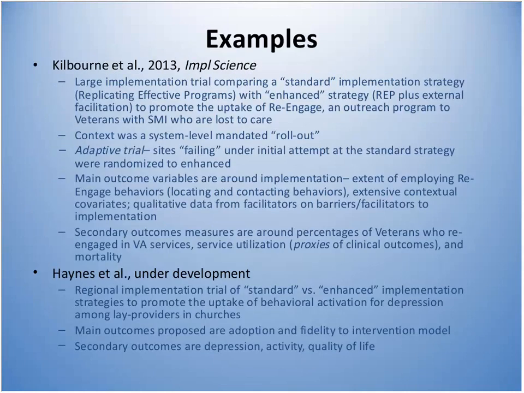So I have two examples here. One is from the BA from Hilborn et al. So this was sort of exactly the context mentioned on the last slide, that there was a system-level mandated rollout that was going to be supported by VA on reengage and outreach program for veterans with serious mental illness who had been lost to care.